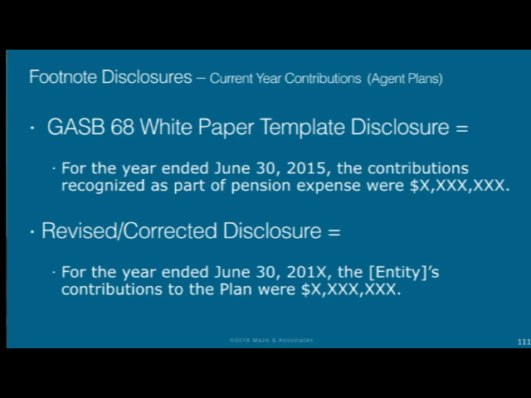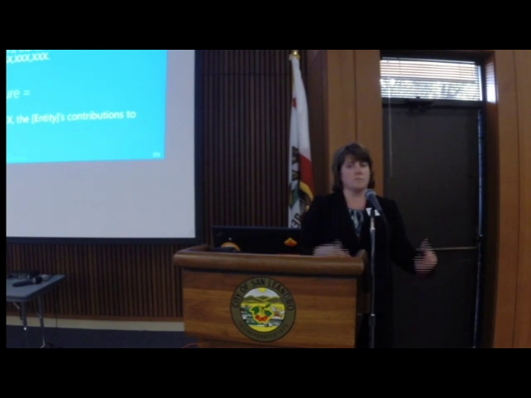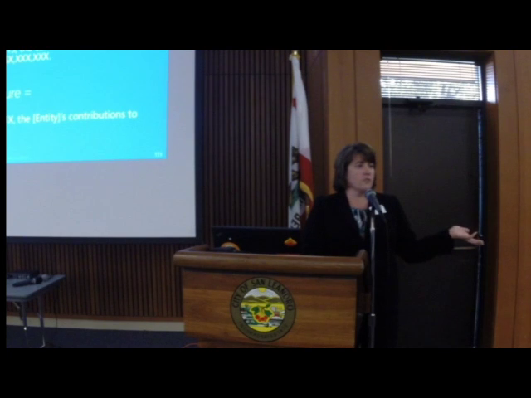And now that you've implemented GASB 68, any contributions don't actually go toward pension expense, they affect the net pension liability. So that's why the revised or corrected disclosure is just that for the year ended blank, the entity's contributions to the plan were blank, because you are required to disclose what your contributions for the current year were, and that's different than anything to do with pension expense. So in this year, it'd be your fiscal year 16 contributions were blank. It's pretty easy to figure out if you have a June 30 year end, because it should equal your deferred outflow, right? Okay.